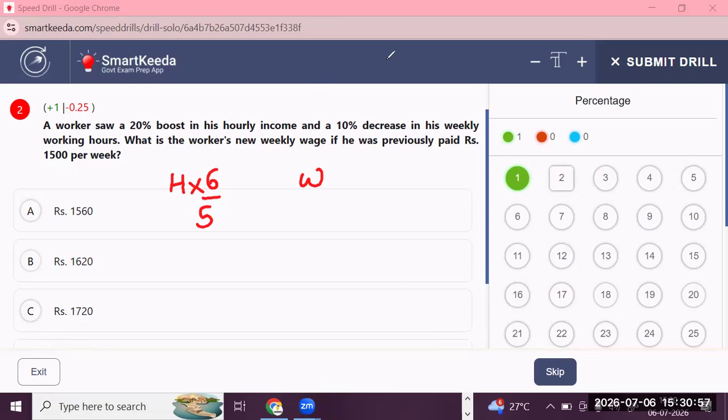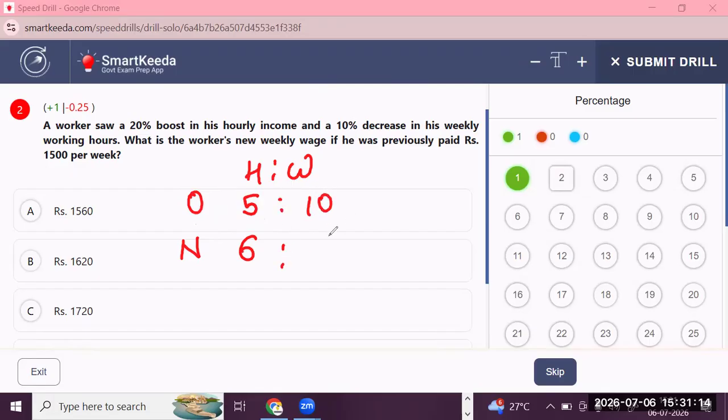The ratio से hourly and weekly होल्ड और रिव्यू का थे. 20% बूस्ट, तो पहले 5 थी अभी 6 पार्ट्स हो गई है। डिक्रीज मतलब पहले 10 पार्ट्स थे अभी 9 पार्ट्स है ना। तो ये है 1/2 और ये 2/3 रेशियो है, सेम ही रेशियो है ना.